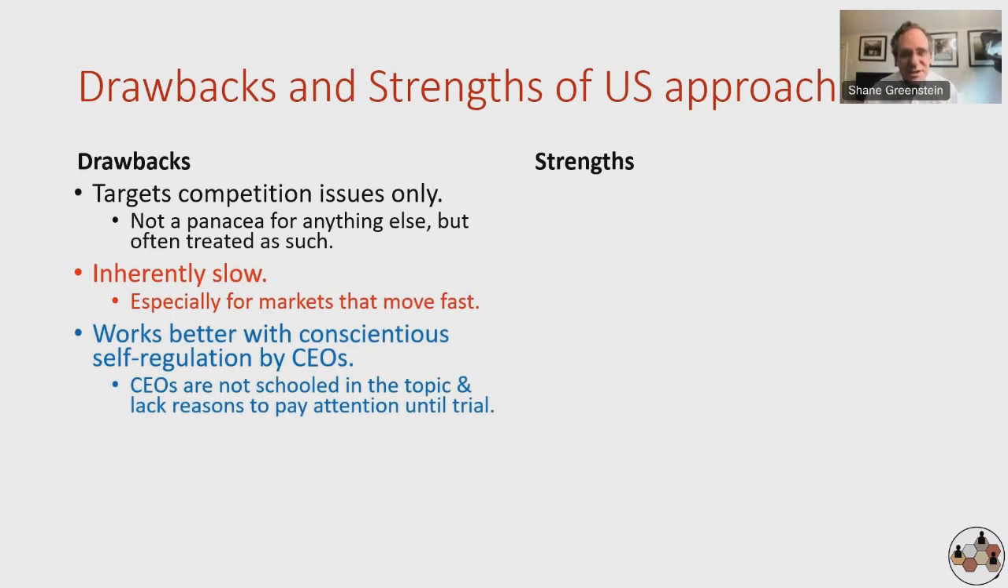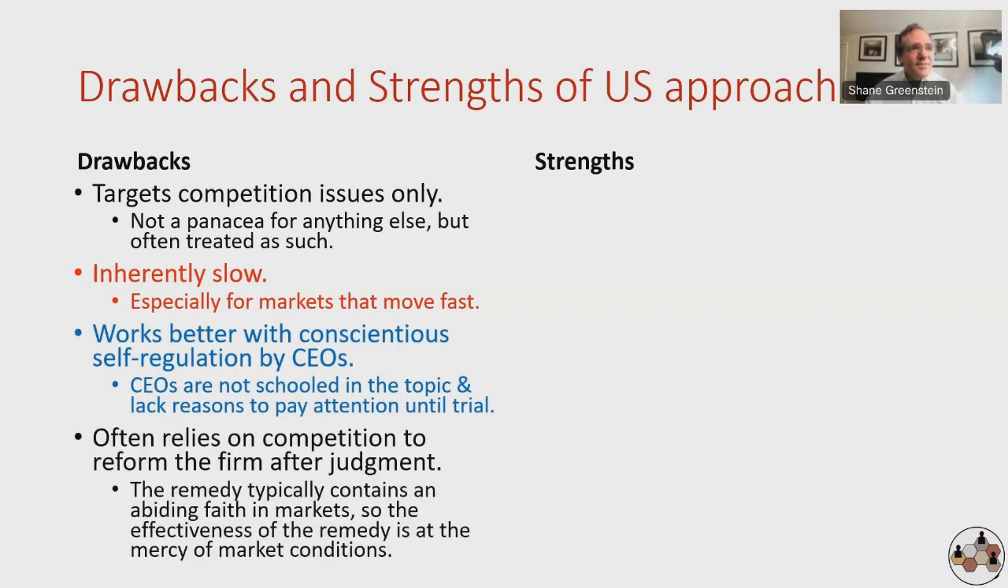It works best when there's a conscientious, self-regulated CEO. And most CEOs are just not schooled in this topic. They lack reasons to pay attention to antitrust until they are on trial. It's just not a part of standard education, and many CEOs don't understand why they need to pay any attention. And finally, if you read the remedies carefully, it has an abiding faith in competition and therefore relies on competition, in addition to the court's relief, to make the remedy most effective.